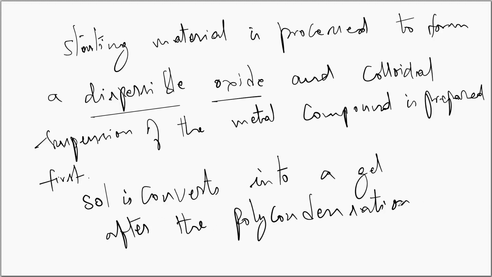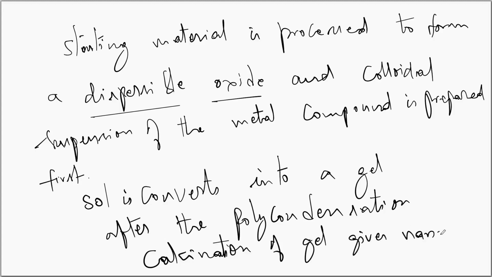Polycondensation essentially means development of polymers or long chains of the molecules in the sol. When all the suspended particles in the sol convert themselves into large chains of molecules, then we call such a substance a gel. And the calcination of the gel gives rise to the nanoparticles.